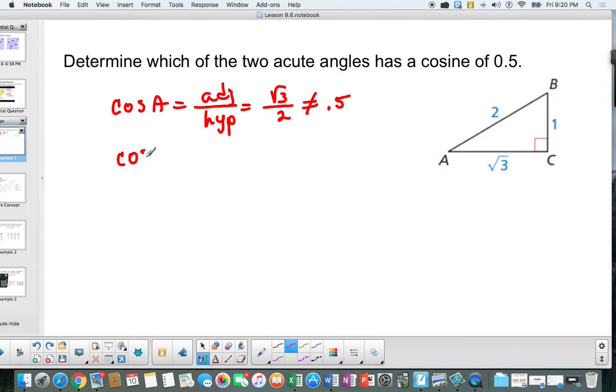Let's go to cosine of B. That's going to be the adjacent over the hypotenuse, and the adjacent is 1, the hypotenuse is 2, and this is equal to 0.5. So the answer to the question is it's angle B. Angle B is the one that has a cosine of 0.5.